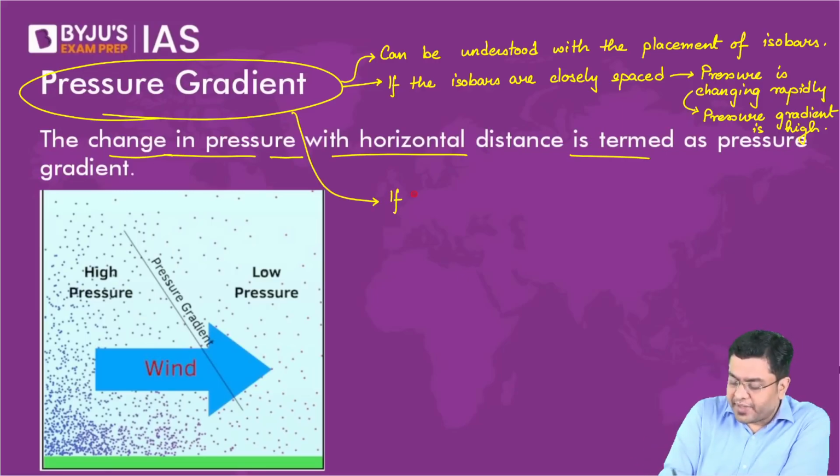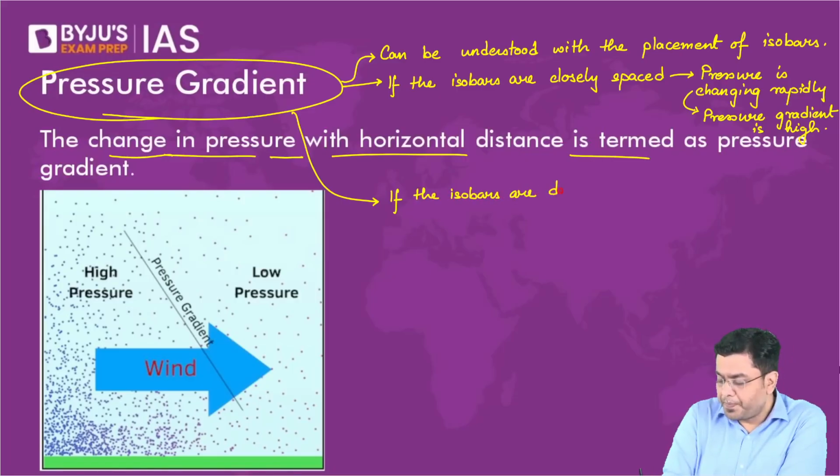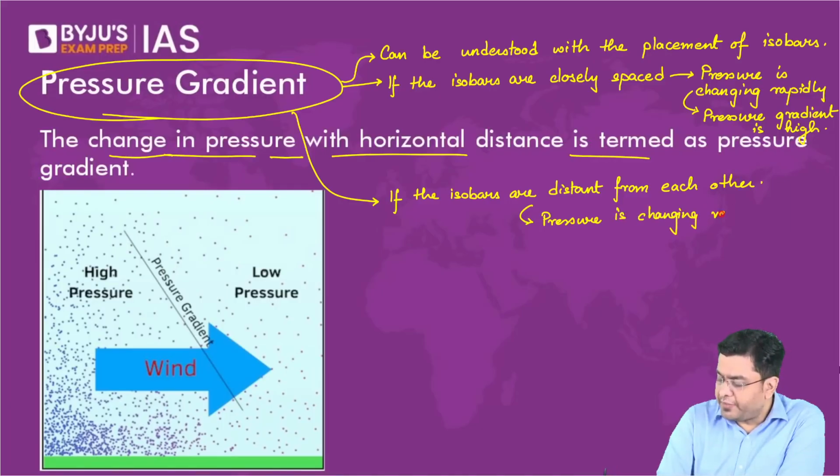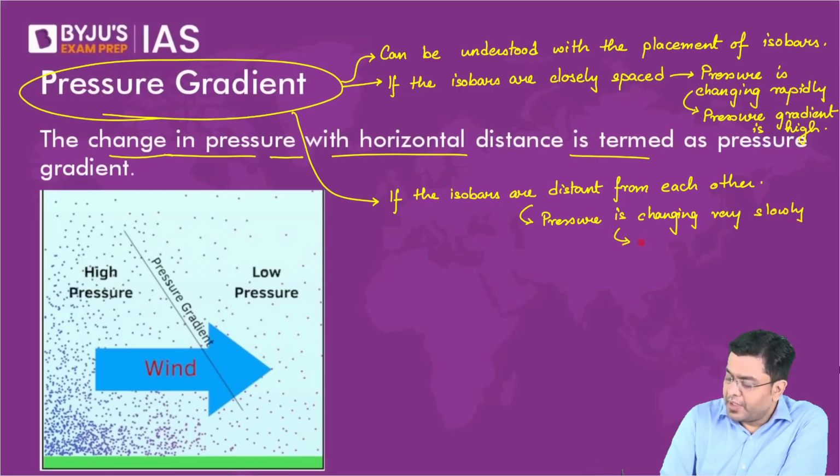If the isobars are distant from each other, that means pressure is changing very slowly, that means pressure gradient is very low.